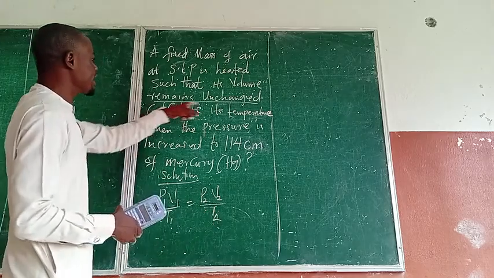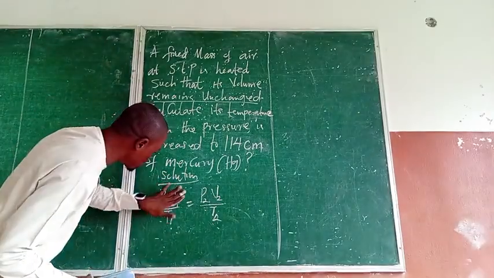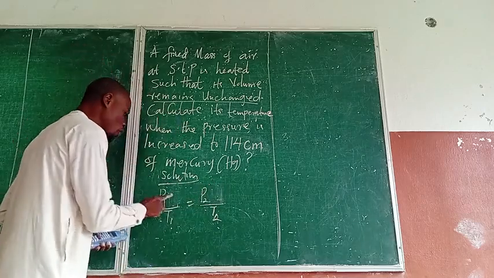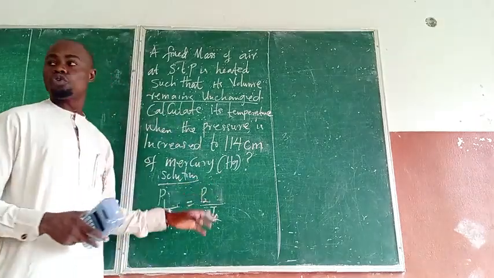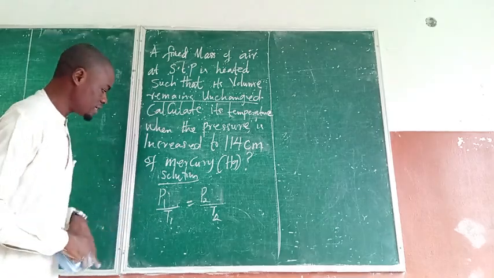Now, what is unchanged here is volume. Volume is unchanged, which means volume is kept constant. I'll cancel my volume. If I cancel my volume, I'm going to have P1 all over T1 is equal to P2 all over T2. This is the formula to solve this question. Now, that is the first thing.